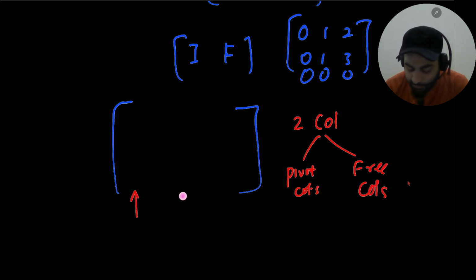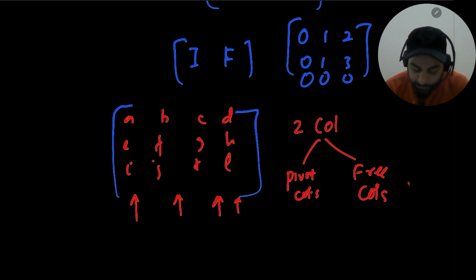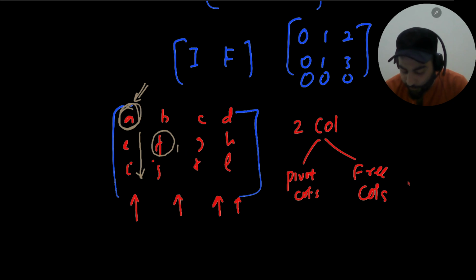So in the pivot columns, I told you, if this is A, B, C, D, E, F, G, H, I, J, K, L, this is the first pivot entry that we had. So why is it called a pivot? Because I want to make all the entries below it 0, and I'm using this to do so. In the next iteration, I'll take this F and make all the entries below it 0. In a similar fashion, if it's a bigger matrix, I'll do it accordingly.